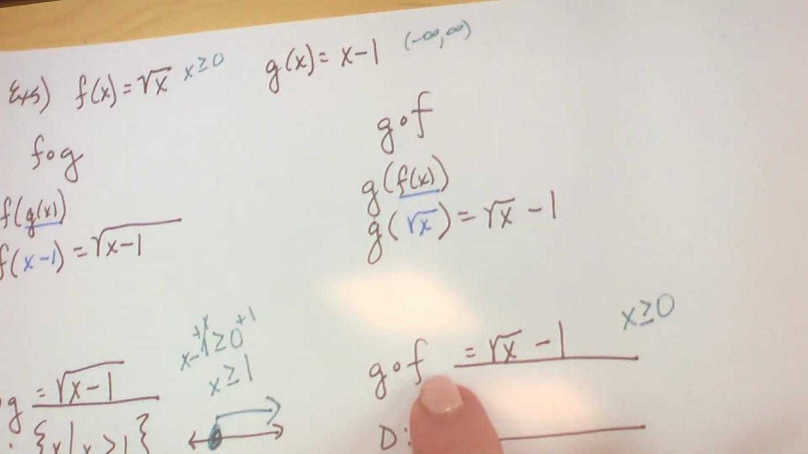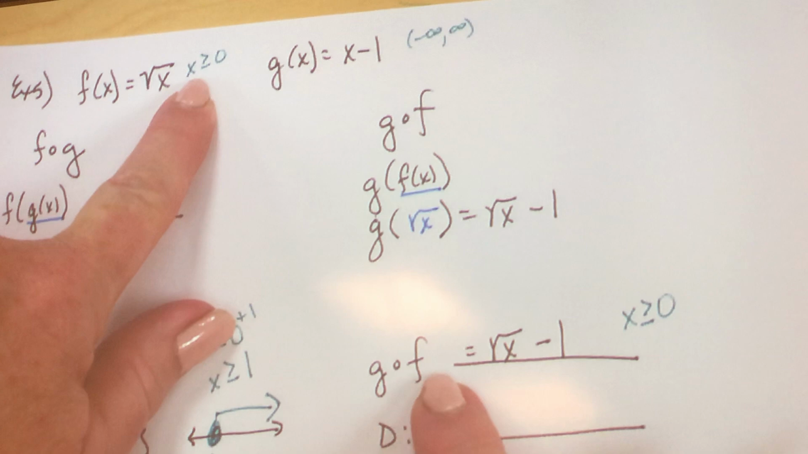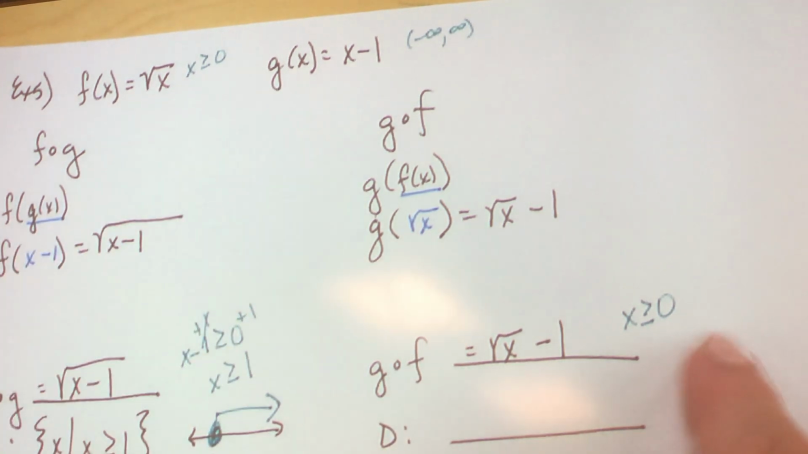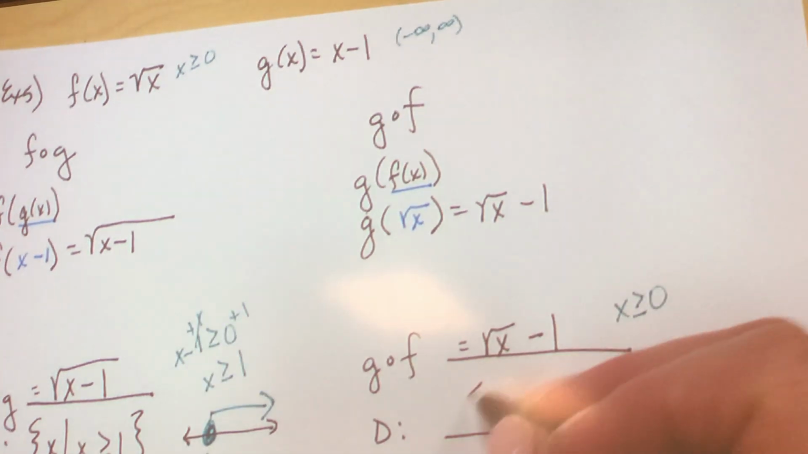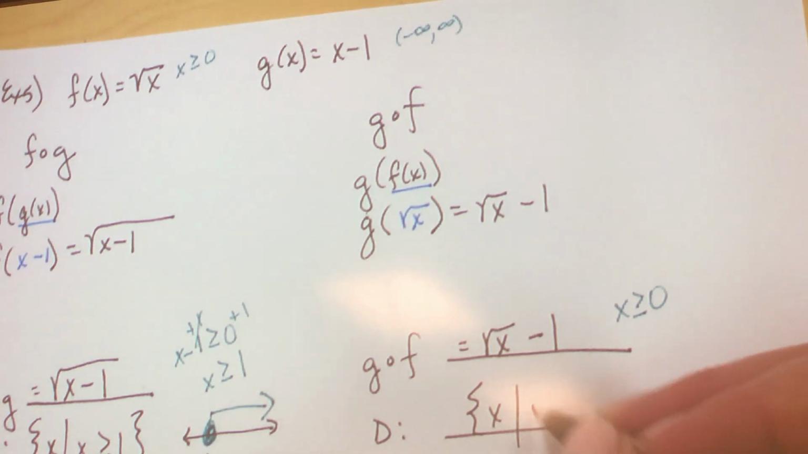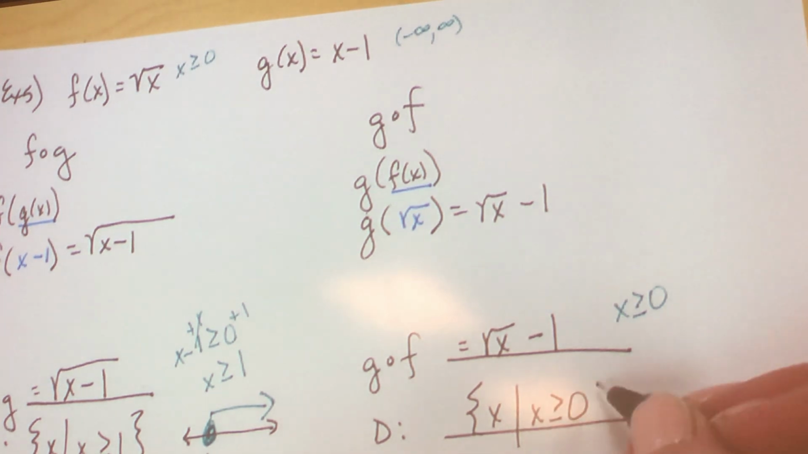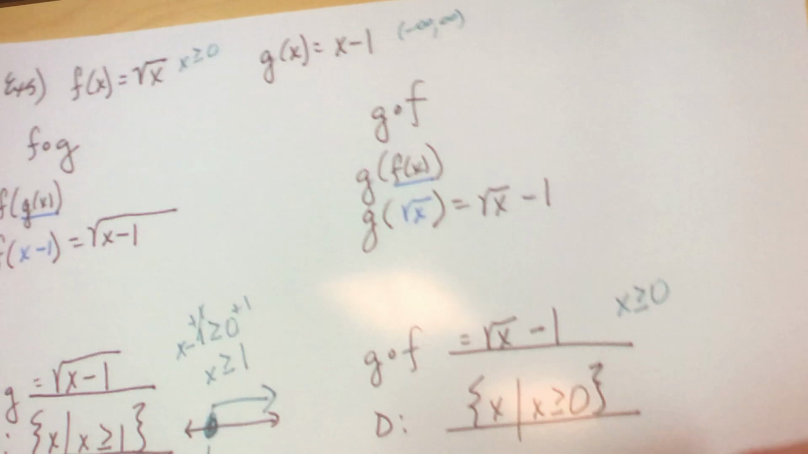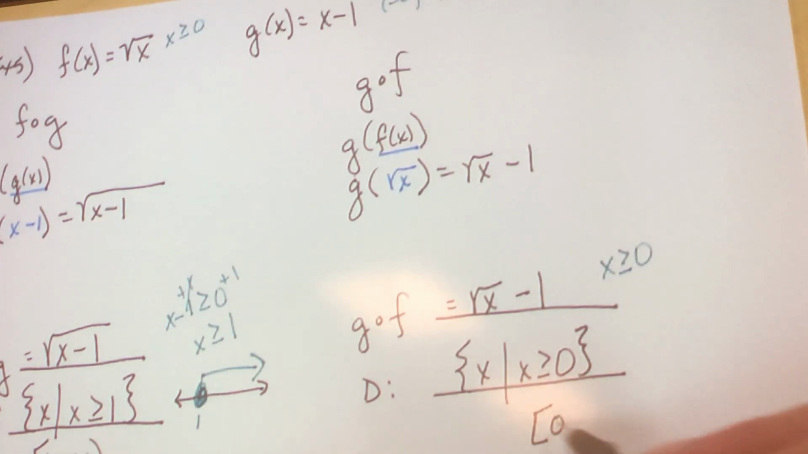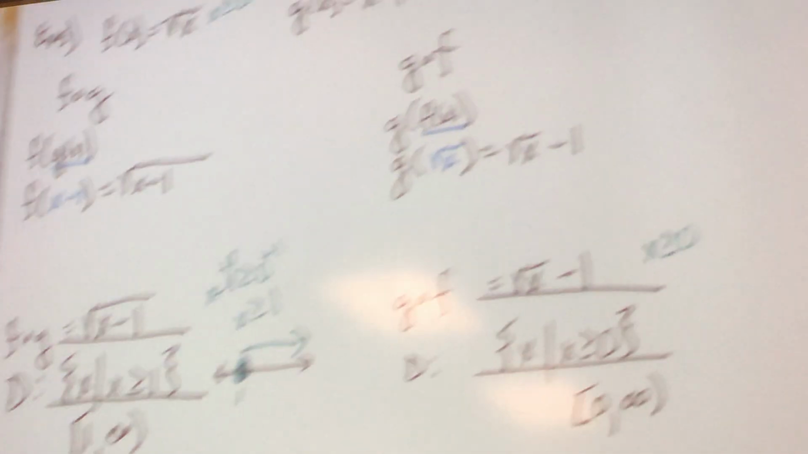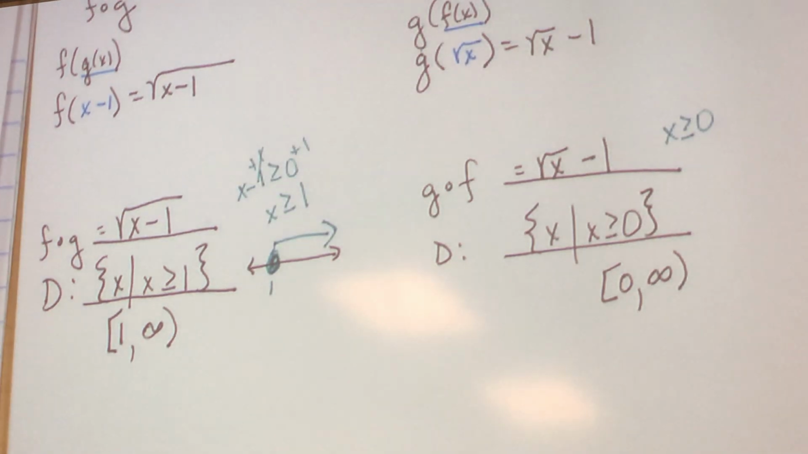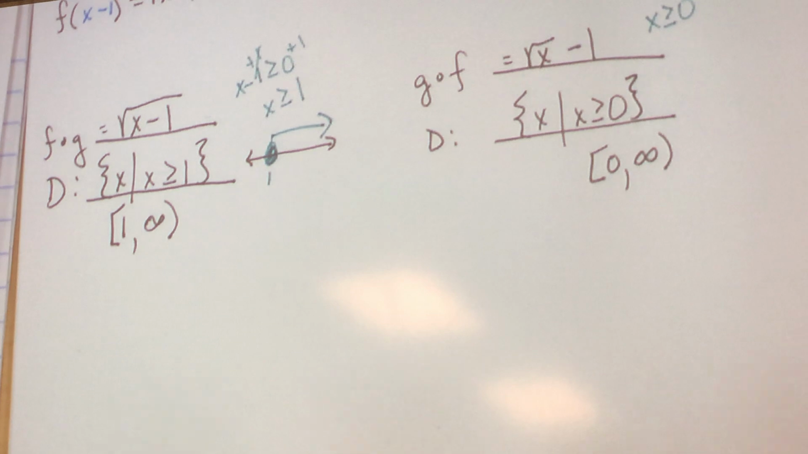The f function. Oh, this one. Well, they're both the same thing. So guess what my domain is? The exact same thing. Yeah, any x such that x is greater than or equal to 0. Interval notation, 0 inclusive, all the way to positive infinity. All right, everybody okay?